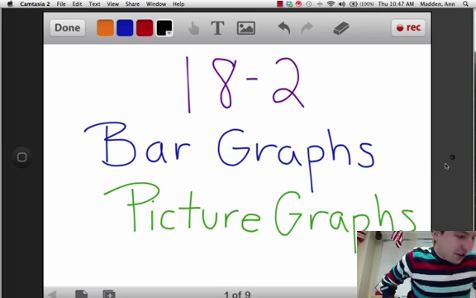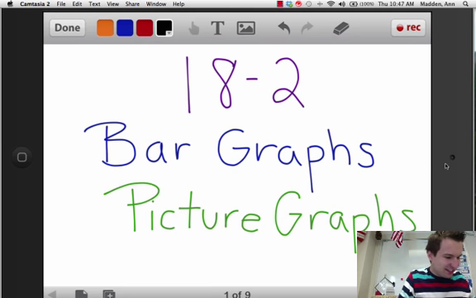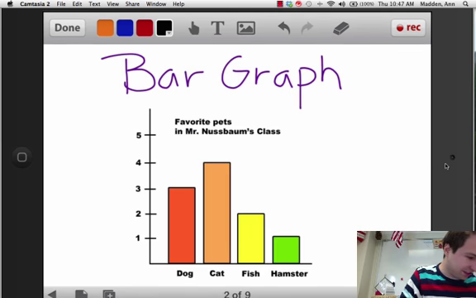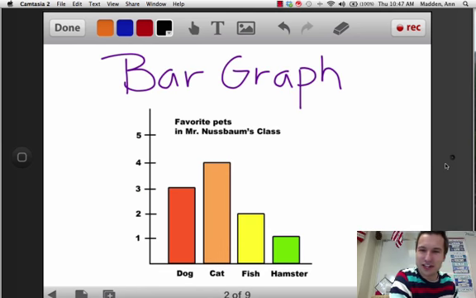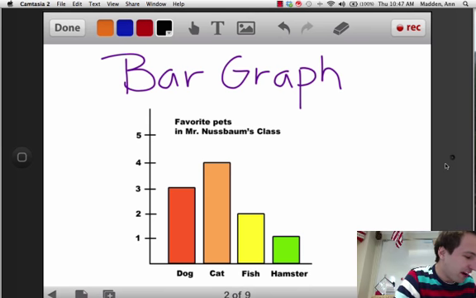Bar graphs, huh? I know something about bar graphs. 18-2 is about bar graphs, specifically picture graphs. First, let's take a look at the bar graph. Are we paying attention, class? The bar graph has two very important parts, the scale and the interval.